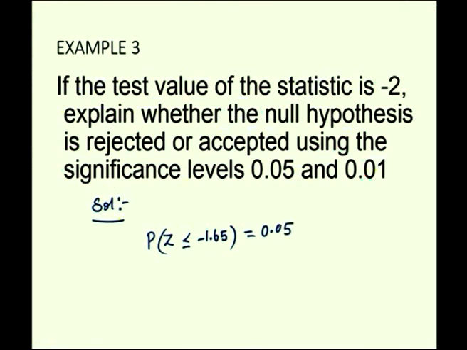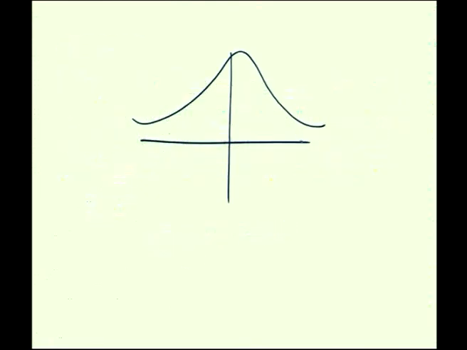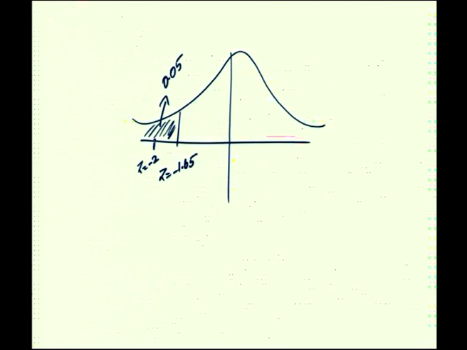0.05. And how do you plot this? Z is equal to minus 1.65 and this is the area 0.05, and this is the rejection region of H naught. Therefore, where does your -2 appear here? Because now the statistic value is -2. We want to test whether, corresponding to this statistic value of -2, the null hypothesis is accepted or rejected.